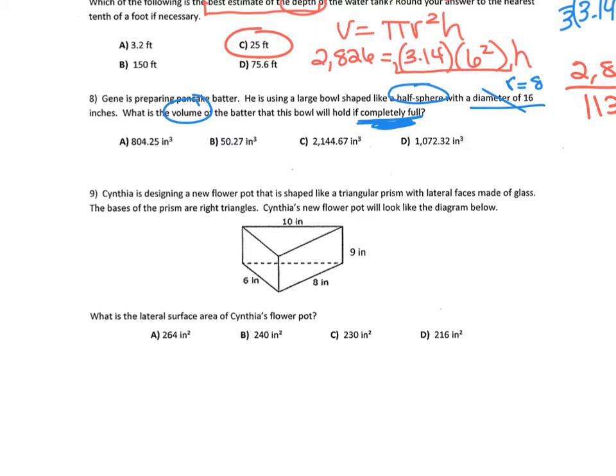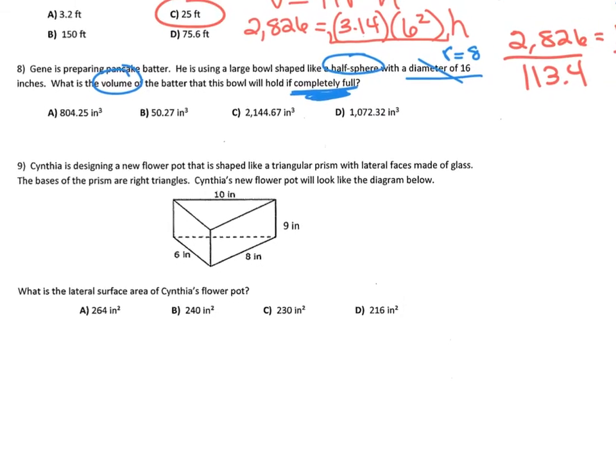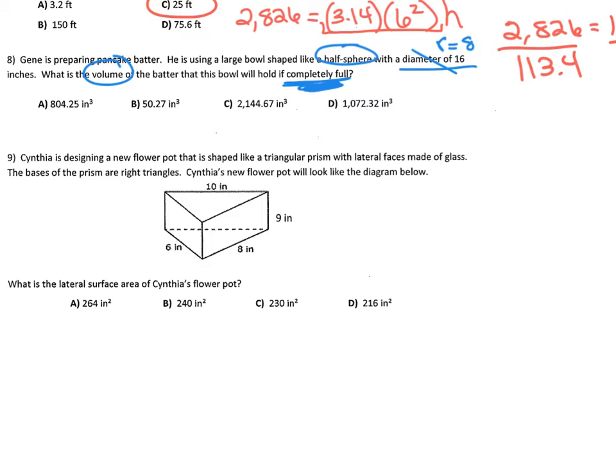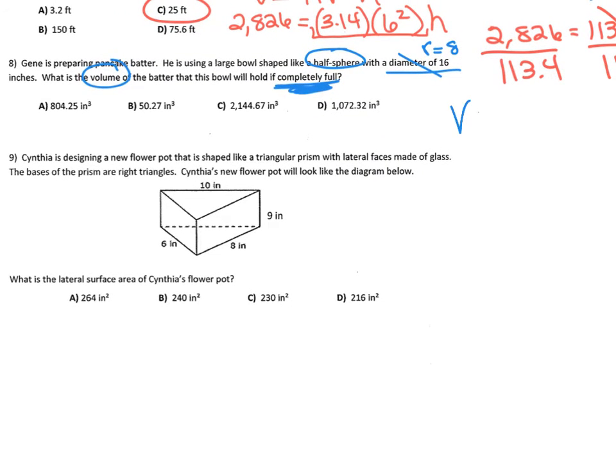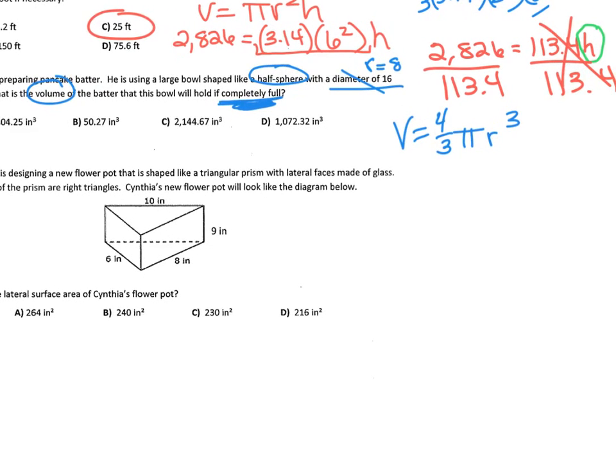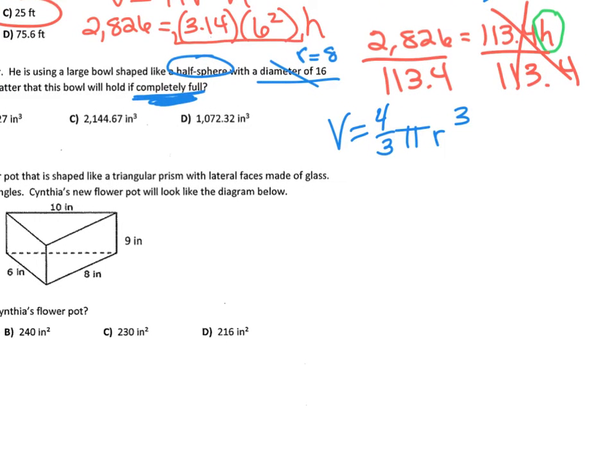Half a sphere. So we're going to have to use the volume formula for a sphere, and then we'd have to cut it in half because it's half of a sphere. So 4/3 pi r cubed. The radius is 8. Good. 8 cubed. Okay.